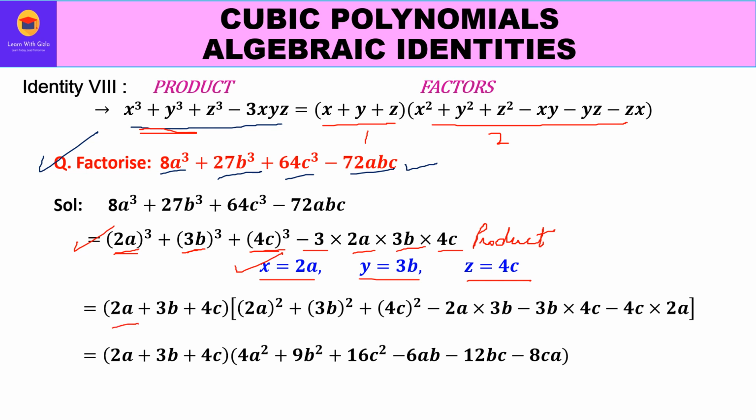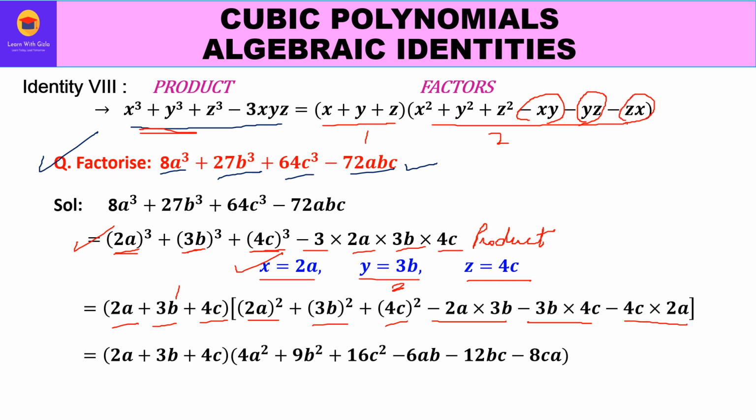That means 2a plus 3b plus 4c. This is one of the factors. Second factor, you will write x square. X square means 2a whole square. Y square is 3b whole square. Z square is 4c whole square. Then you have minus xy, so you will write minus 2a into 3b. Minus yz, you will write minus 3b into 4c. Then you have minus zx, so minus 4c into 2a.